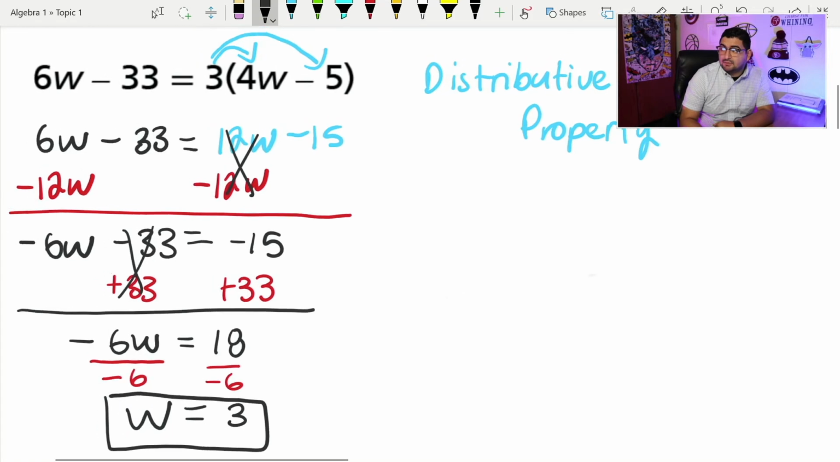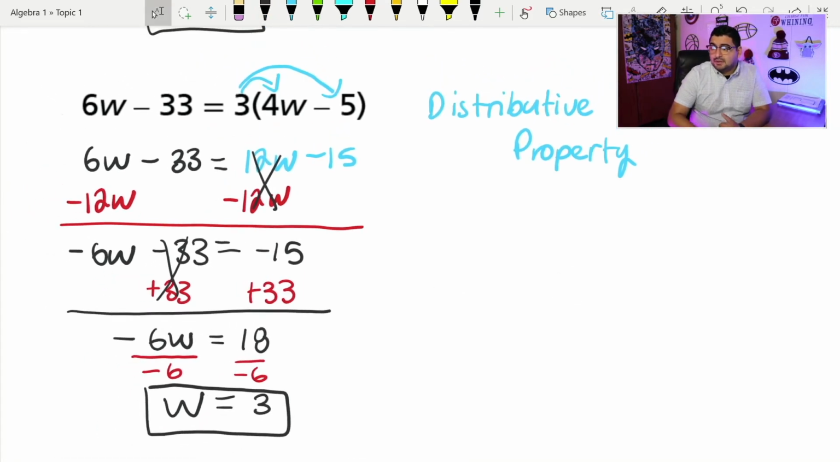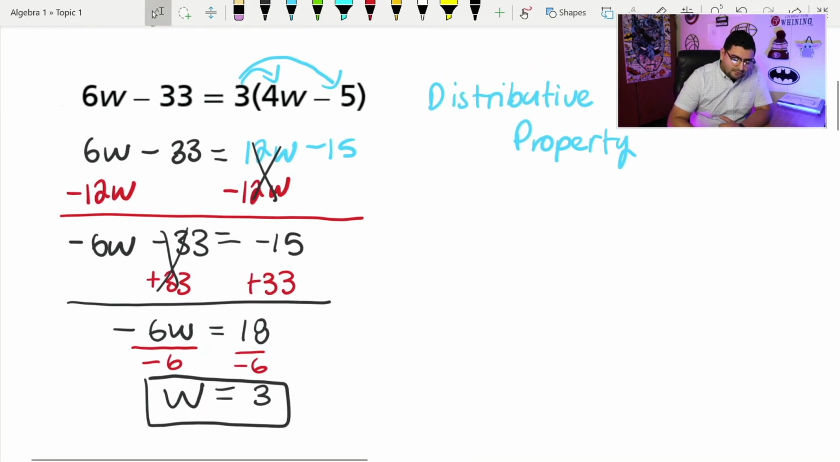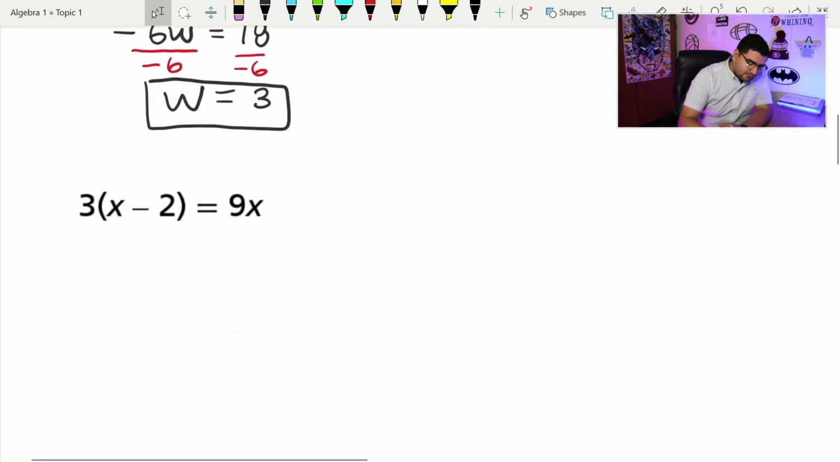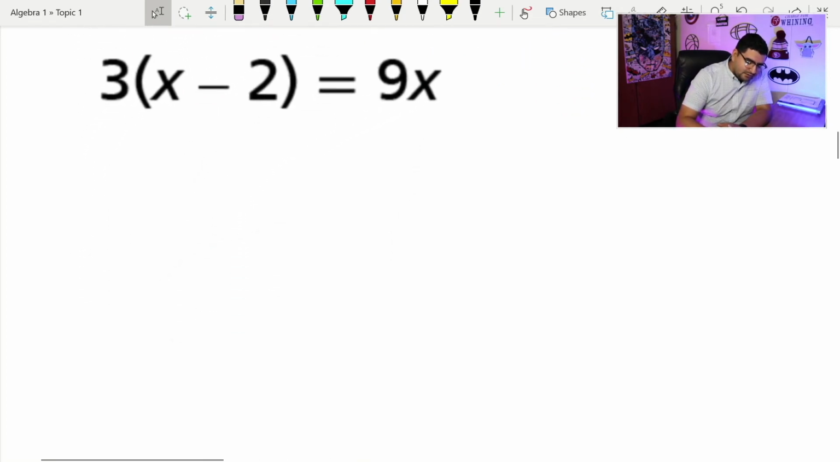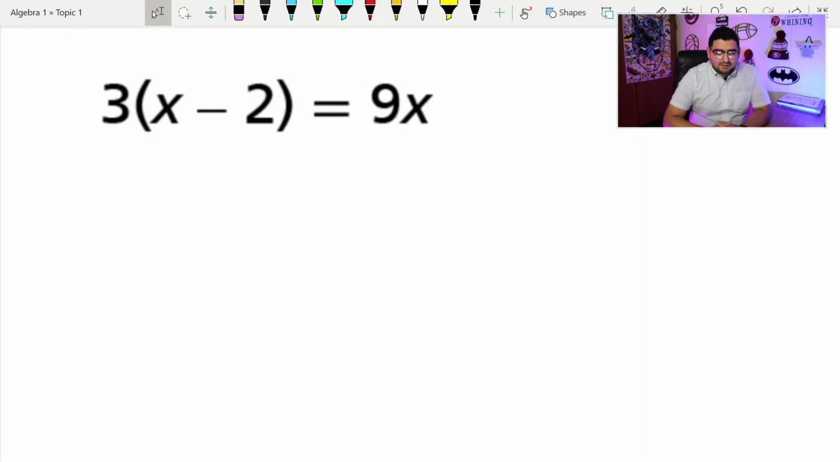That's our final answer. So again, we used the distributive property on this problem to multiply the 3 out and get rid of our parentheses. Not the only way to do this problem, but let's continue to one more problem on variables on both sides. Again, here I see that I could use the distributive property, but for this problem I'm actually going to do something else.